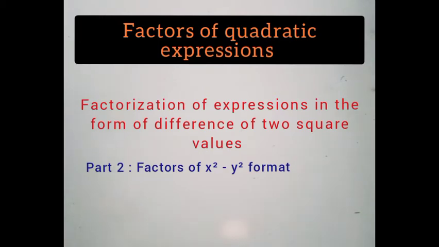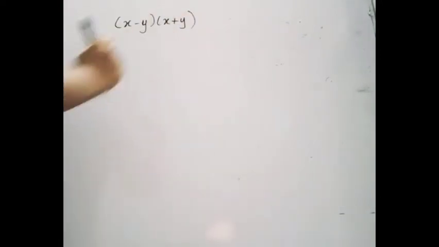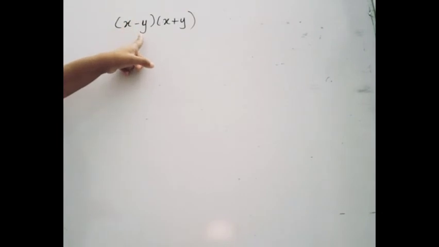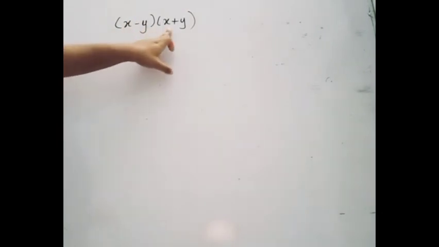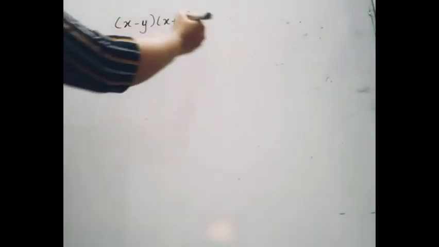where you will be learning to factorize an expression in the form of a difference of two squares. In order to explain that, I'm going to find the product of these two binomial expressions. This is x minus y, written as a difference, and here the addition of x and y. So we are going to multiply these two and get the answer here.